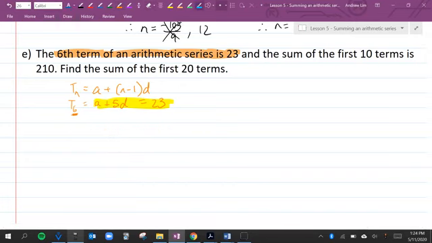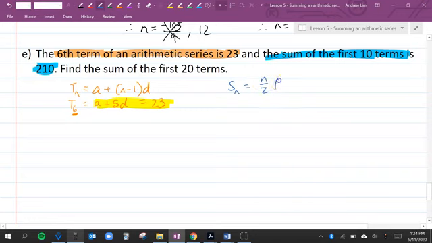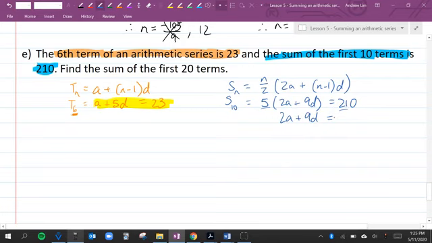Right, let's use blue. The sum of the first 10 terms is 210. So I need to use the sum formula. The sum of the first n terms is n on 2 times 2a plus n minus 1 d. So the sum of the first 10 terms is 10 on 2, which is 5, times 2a plus 9d, which is equal to 210. I'm going to clean this up by dividing both sides by 5, because I can see that they're both divisible by 5. So that gives me 2a plus 9d is equal to 42.